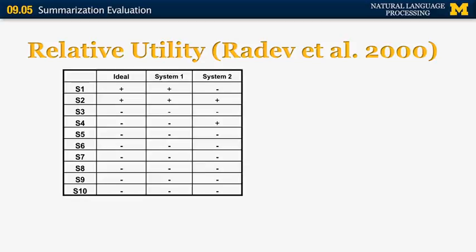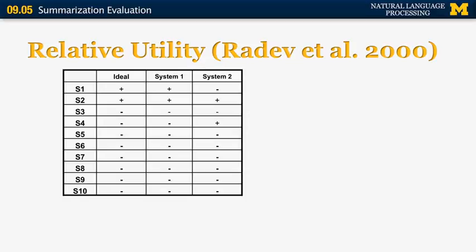So relative utility takes again into account the fact that there may be multiple correct summaries or multiple gold summaries for the same set of documents. Let me give an example here. Suppose that we have one reference summary of 2 sentences picked out of 10. That's the ideal column in this example here. So S1 and S2 are in the gold standard. Now suppose that we have 2 systems, System 1 and System 2. System 1 picks the same 2 sentences, 1 and 2. System 2 picks sentences 2 and 4.